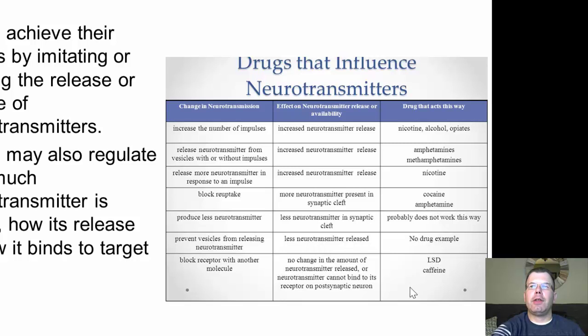And then caffeine and LSD. I like this because most people don't realize about caffeine. They need their caffeine for their drug. But what it does is it can block receptors with another molecule. And so there may not be a change in the neurotransmitter release, but it cannot bind to the receptor on the postsynaptic neuron. So again, a lot of times caffeine is one of those things that actually makes us feel awake. What it does is it prevents the inhibitory neurons from actually responding, so you feel more awake in those situations. And so caffeine can be abused too, and a lot of people are addicted not even knowing it.